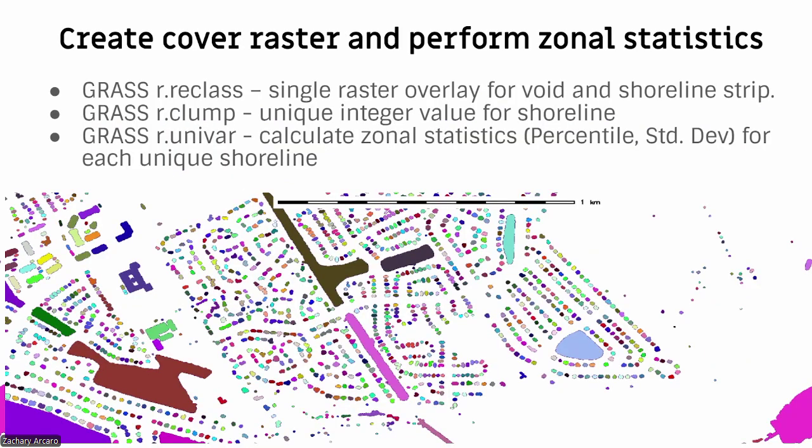Then you come back and reclass your buffer so that you have the void and that shoreline in a single raster, and you clump that so you have a unique ID for every shoreline that's contiguous. Then you run zonal statistics on each one of those plots.